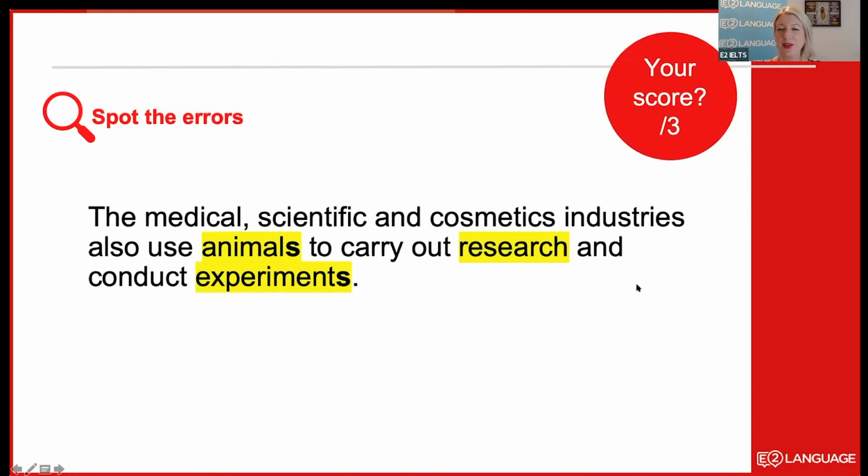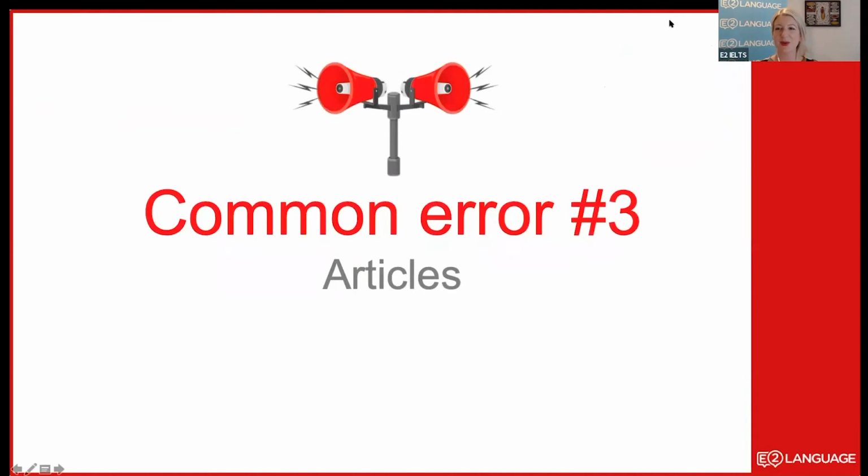Third error that we're going to look at, kind of connected to this one, is articles. So articles are a and the. Munna says there's no word researchers. Yeah, correct. There is a word researchers, the people, but research, the activity, the thing, no plural.